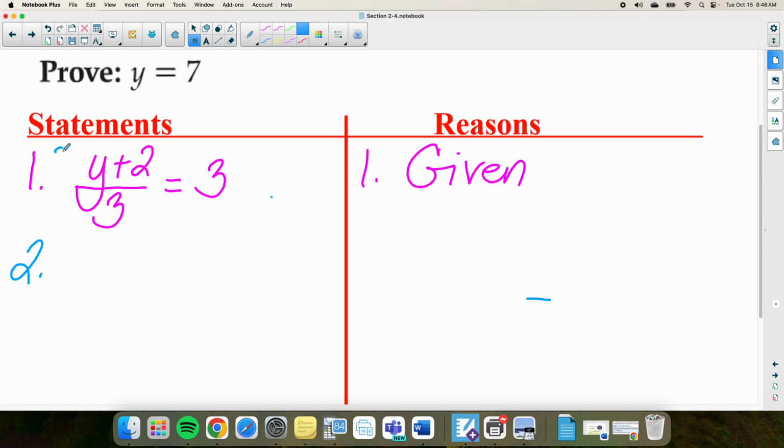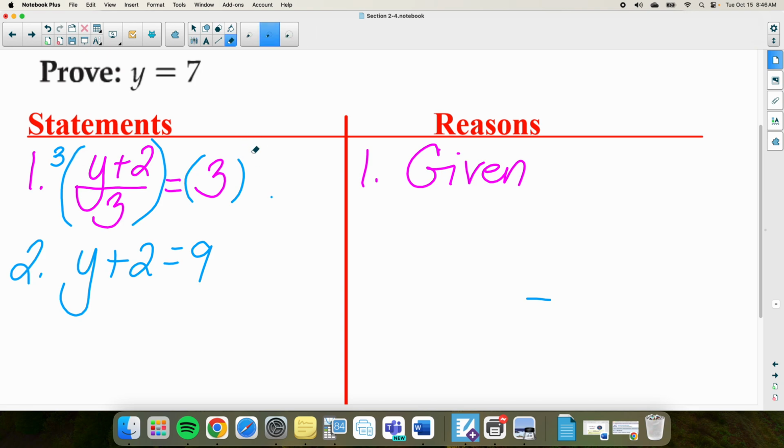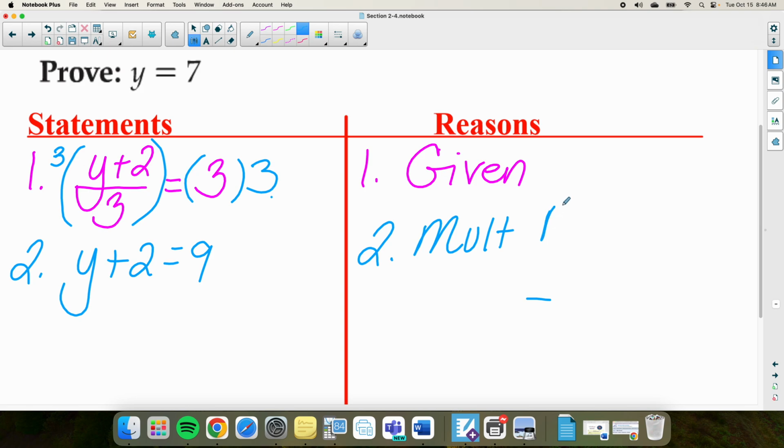Do you guys get if I multiplied this side by 3? Like I said, you're not really supposed to show your work, but I'll just show you this. Don't these 3's cancel? And you would get y plus 2. And then, of course, you'd also have to multiply that by 3. And wouldn't you get 9? That kind of looks like 3 to the 3rd, and it shouldn't. You're just basically multiplying that by 3 also. Okay? So for step 2, what we did there is we multiplied. So it's multiplication property. Okay?